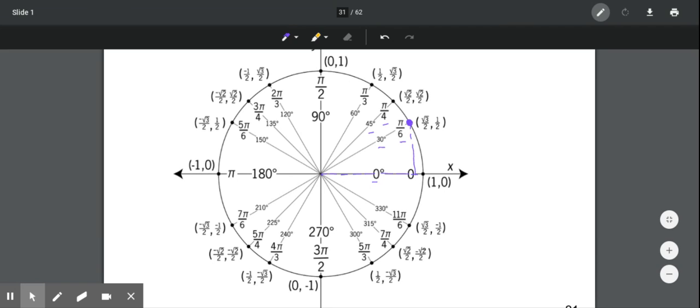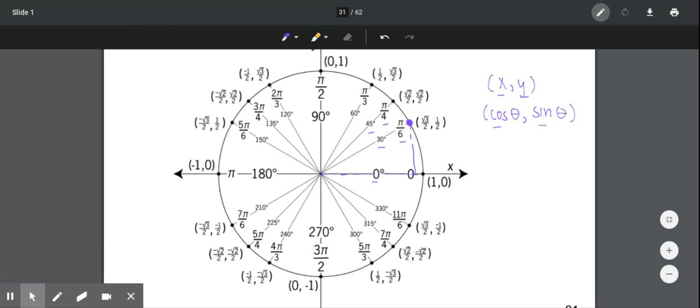Okay, so the way that I look at this is when we have these points, you have your x and your y coordinates. Your x is always your cosine, and your y is always your sine. It goes in alphabetical order. So x comes before y, cosine comes before sine.